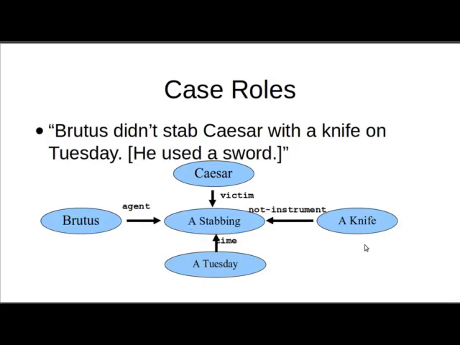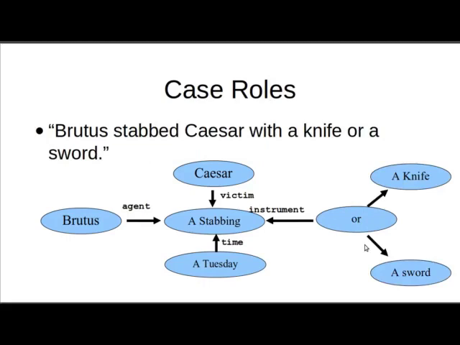But if we want to say something maybe a bit more specific, so Brutus didn't stab Caesar with a knife on Tuesday, he used a sword instead, so we want to say that it wasn't the case that the instrument used in the stabbing was a knife, then maybe we want to create the opposite of every relationship we have and prefix a not on it, so we'd have not instrument, not victim, not time, not agent, and so on. That's one way of doing it.